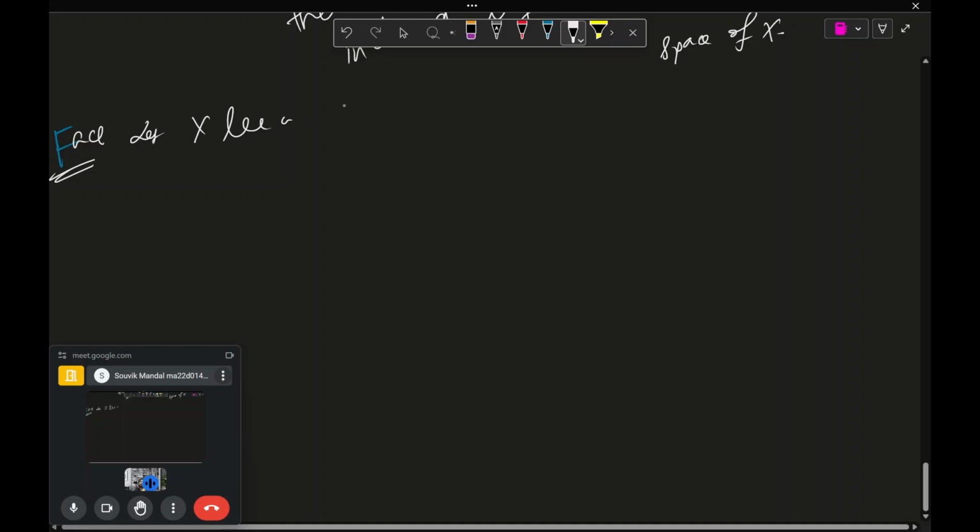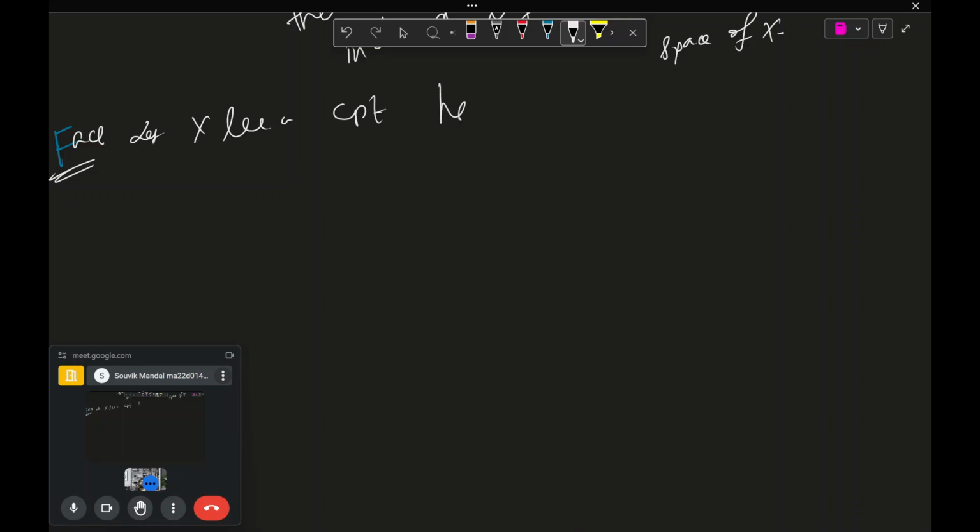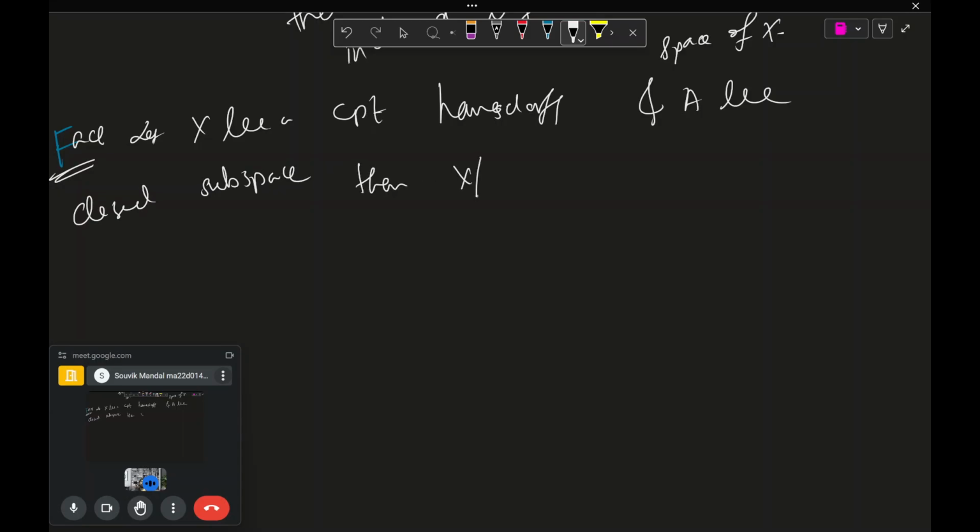Let X be a compact Hausdorff space and capital A be a closed subspace. Then the quotient space X by A is homeomorphic to the one-point compactification of X minus A.